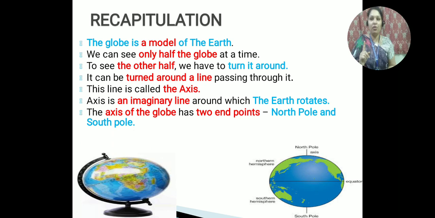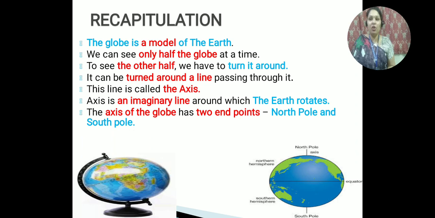And how can we rotate a globe? We can rotate a globe, or the earth, by a line which is passing through the globe or through the earth. This line is called the axis. The line which passes through the earth and helps the earth to rotate is known as the axis. Axis is an imaginary line around which the earth rotates.